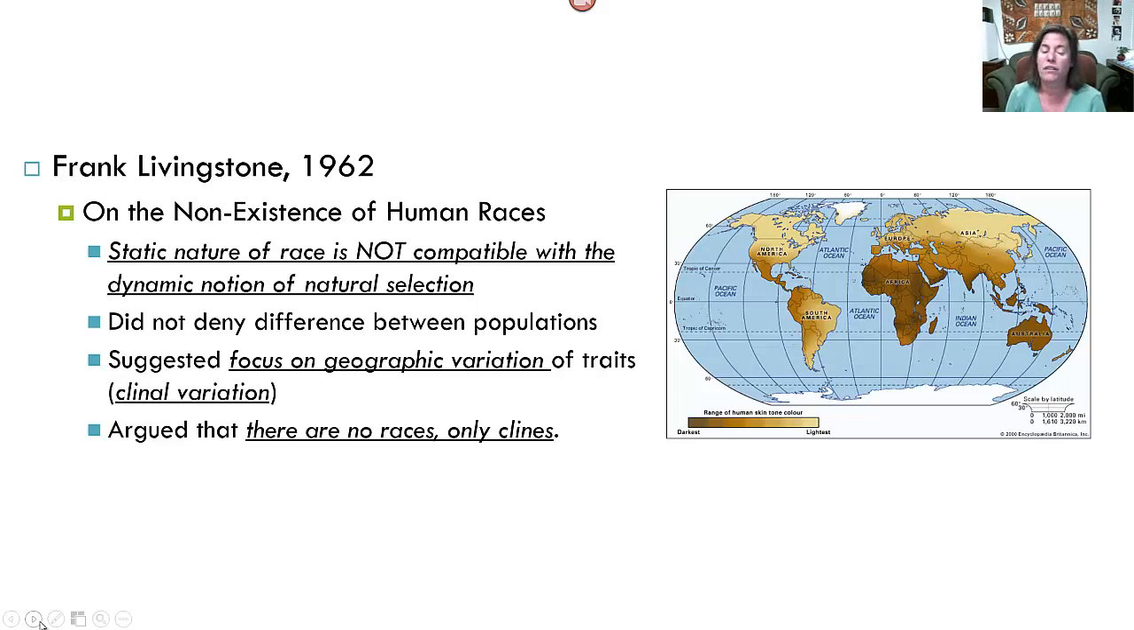It was in response to Carleton Coon's book in 1962 that Frank Livingstone published an article on the non-existence of human races. Livingstone pointed out that the static nature of race is not compatible with the dynamic notion of natural selection. Livingstone, of course, did not deny that there were differences between populations, but rather he suggested that as an alternative to this static racial approach, we should be focusing on geographical variation of traits, in particular clinal variation. He argued that there are no races, there are only clines.